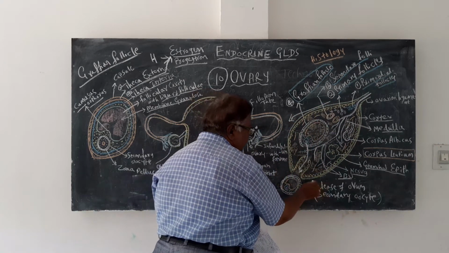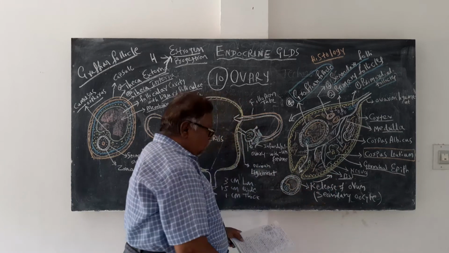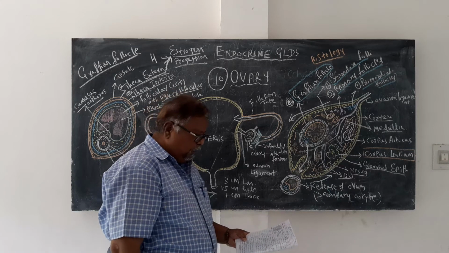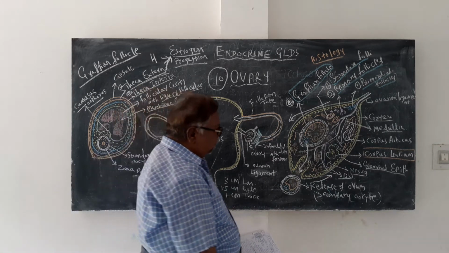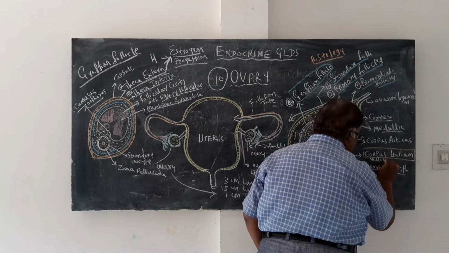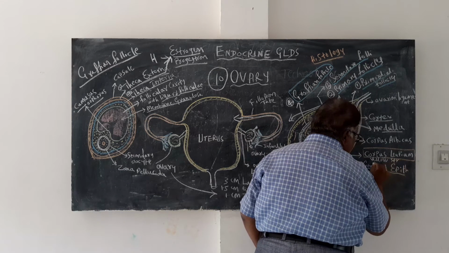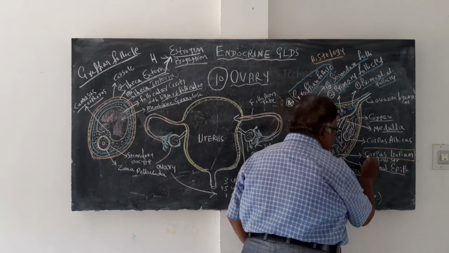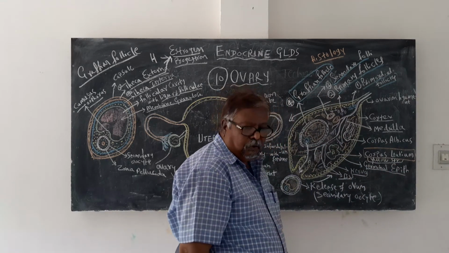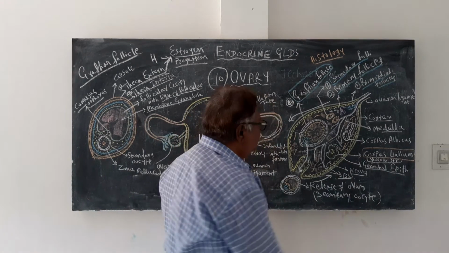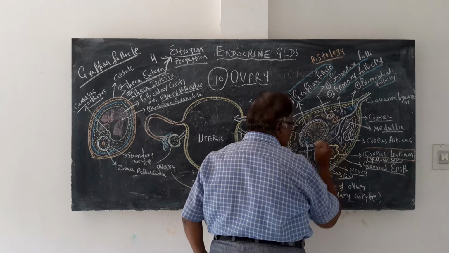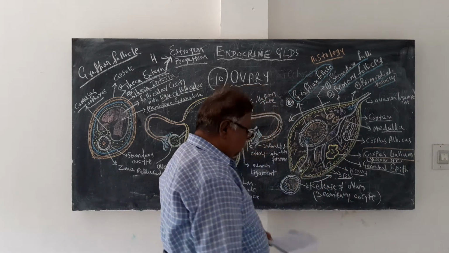Now after ovulation, the remaining part of the follicle forms an important yellow structure called corpus luteum. It is a yellow colored structure.